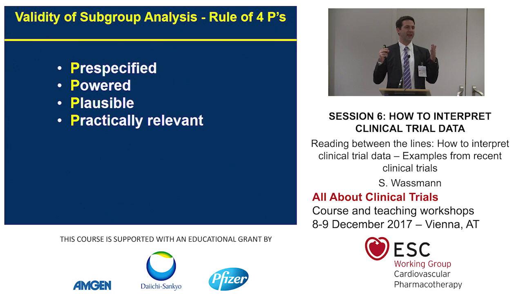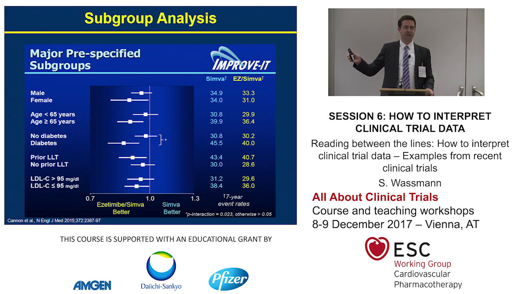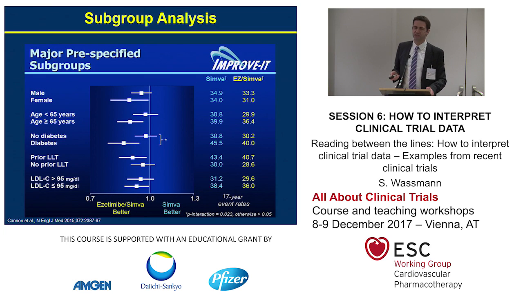You can check anything in subgroup analysis. You can do 100 different subgroups. Does it make sense? No. So the rule of the 4 Ps is important. Now I show you some subgroups of the IMPROVE-IT trial again. So sex difference, it is relevant, it is plausible. Age, diabetic status, prior lipid-lowering therapy, baseline LDL cholesterol. So all of these make sense. Now when you look at this, what do you need to interpret the relevance of a subgroup difference?